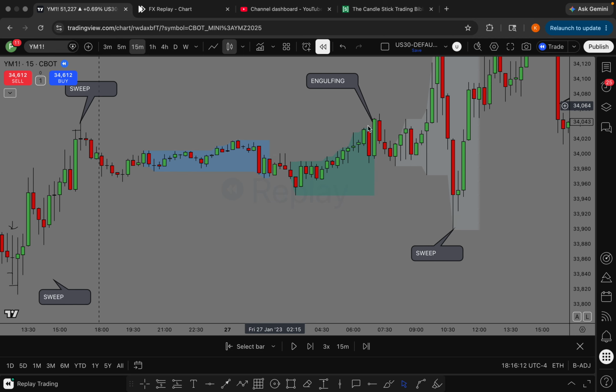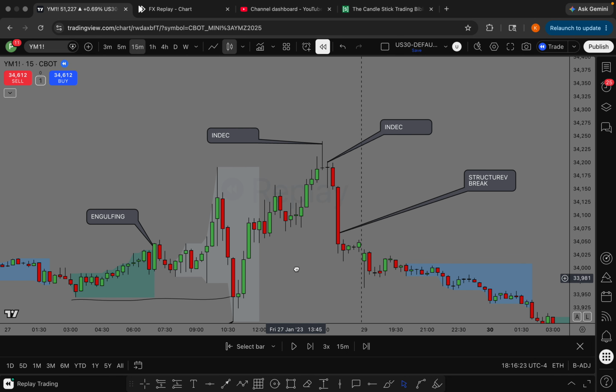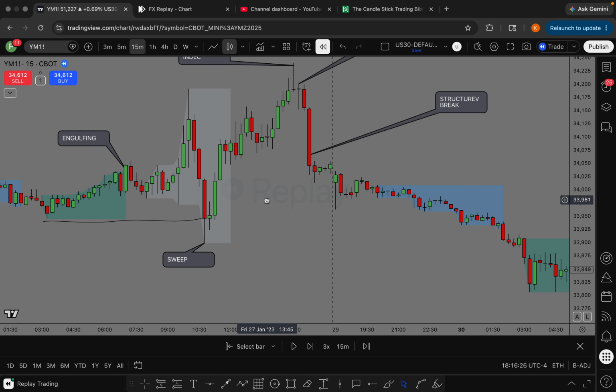Next candle we got are structure breaking candles, and this is another engulfing. All right. Another sweep. It swept London. I'm just showing you guys examples. It swept the low of London. Cool. Next, we have structure break candles.